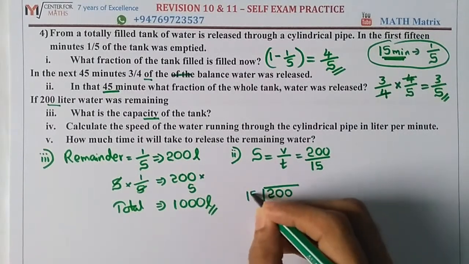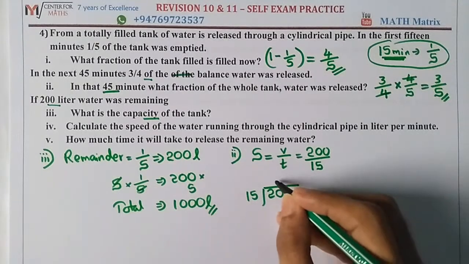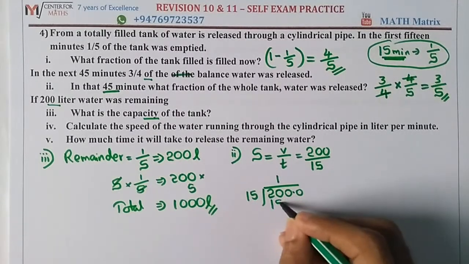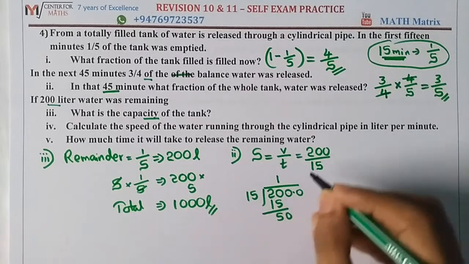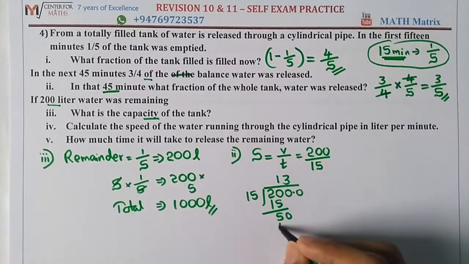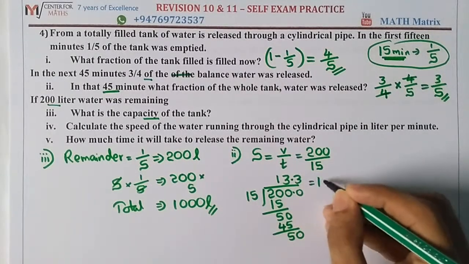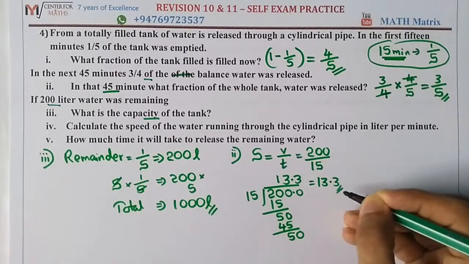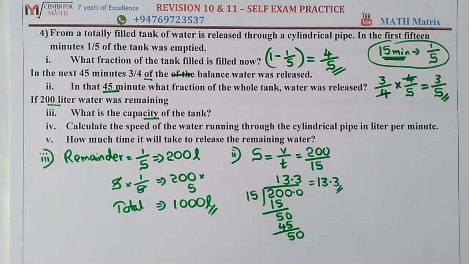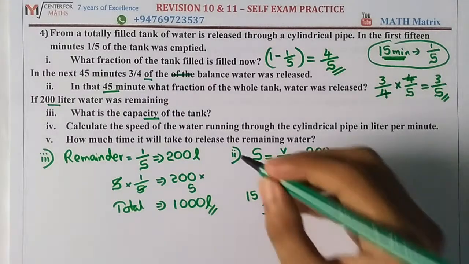200 divided by 15, and we'll find the first decimal place. In 20, how many 15s are there? 1. And again in 50, how many 15s are there? 3. And in 50, how many 15s again? 3. So the final answer you can give as 13.3, or else if you have written that as 13 1/3, that's also correct. No issues with that. That is the answer for the fourth one.